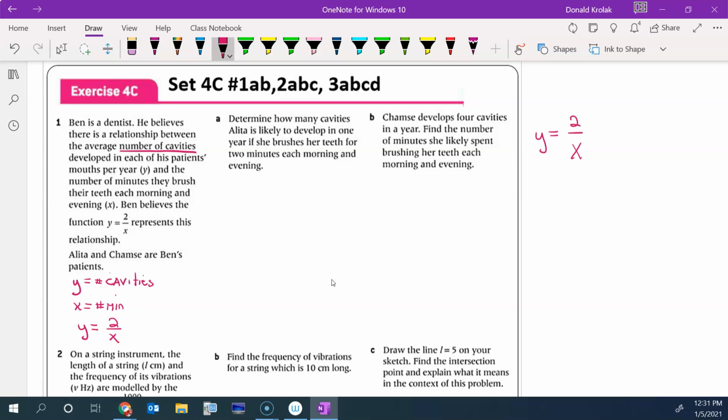This is what the guy says. If I wrote this as a multiplication problem, that's the same as X times Y equals 2. Those are the exact same thing. So if we were graphing this, every point on this graph, no matter where we picked, if we took the X and the Y coordinates and we multiplied them, we'd always get 2. So there's a relationship between how many minutes you spend brushing times the number of yearly cavities. Okay, and this dentist said that those would always multiply together to be 2.